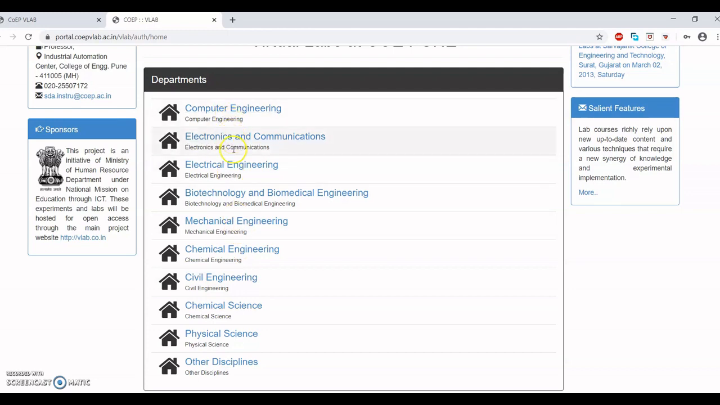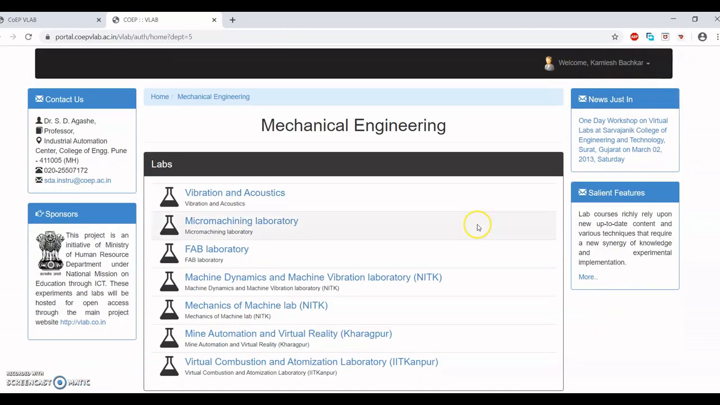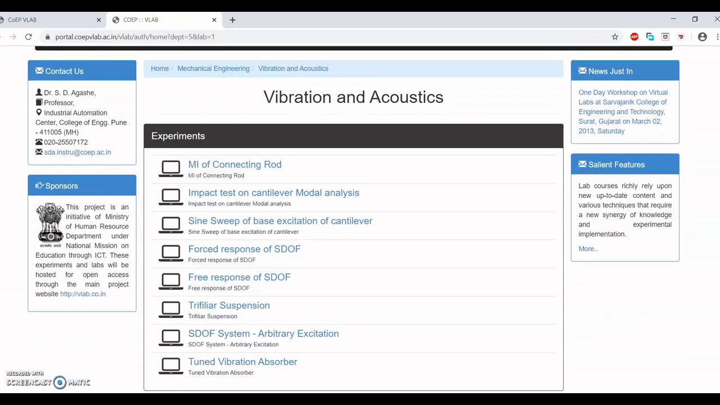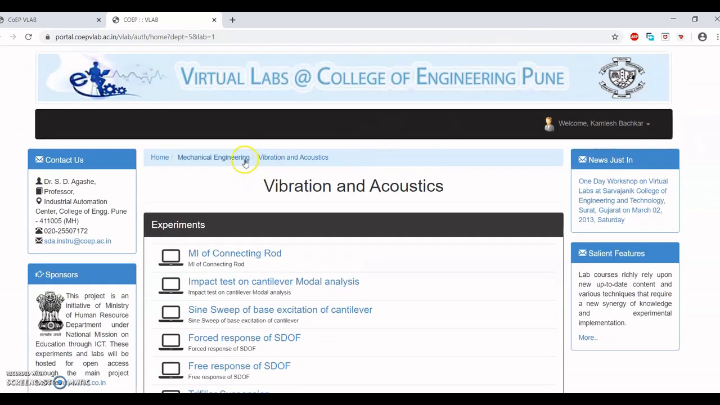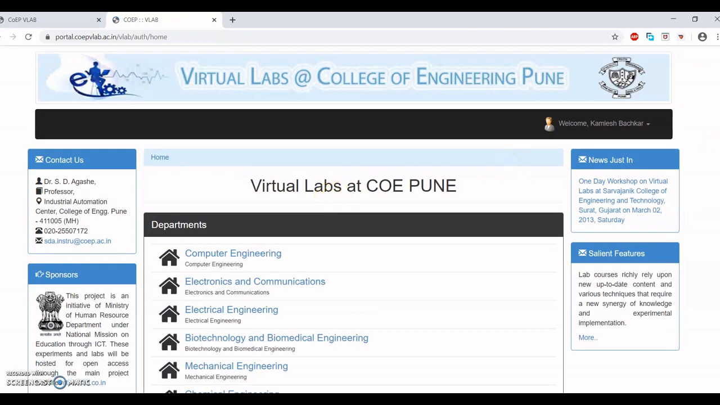So let's take mechanical engineering as an example. If we click here, you will see that all the different labs appear. Inside these labs there are different experiments, right? If you click on vibration and acoustic, you will see the listing of experiments given here, right? So in today's experiment, we will try to perform one practical, right?